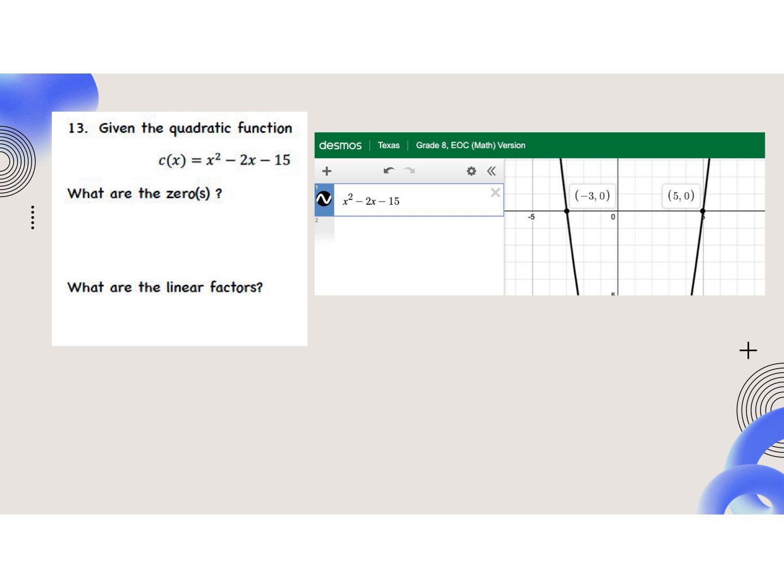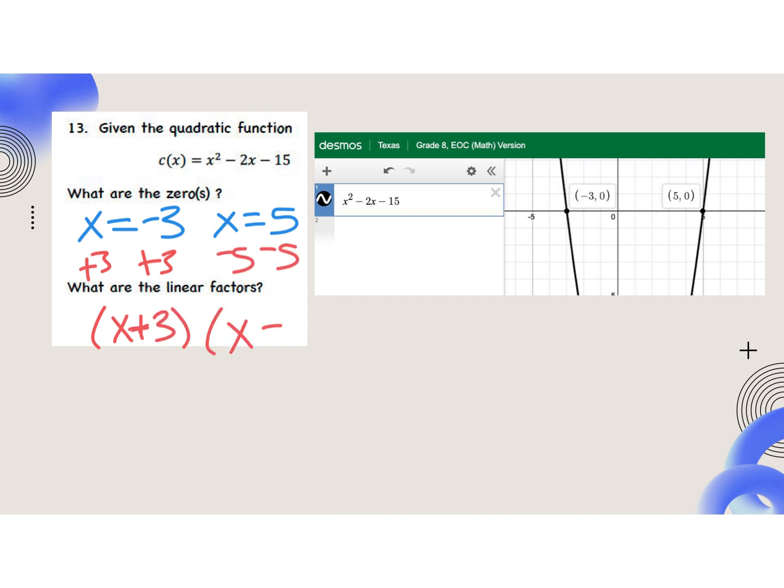This one is talking about, again, the zeros. You could also factor this one if you wanted. I feel like most of you are probably going to just graph, which is fine too. So here are zeros, and then remember your factors. You're going to have to move everything to the same side, and that sign does change. So x plus 3 and x minus 5.